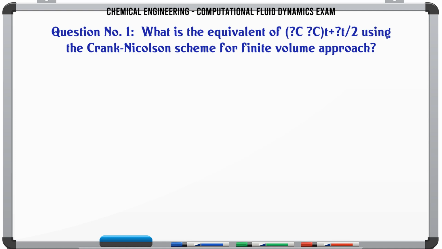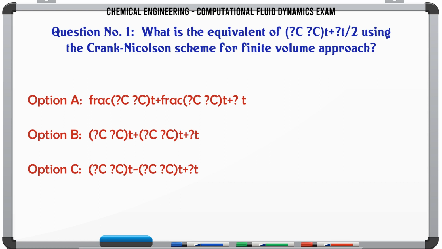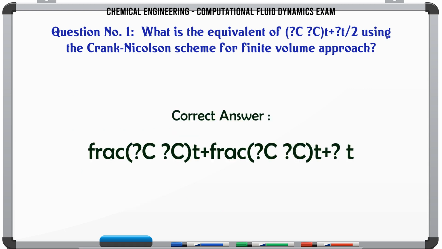What is the equivalent of C_C^(T+Δt/2) using the Crank-Nicolson scheme for finite volume approach? A. 1/2 C_C^T + 1/2 C_C^(T+Δt). B. C_C^T + C_C^(T+Δt). C. C_C^T - C_C^(T+Δt). D. 1/2 C_C^T - 1/2 C_C^(T+Δt). The correct answer is 1/2 C_C^T + 1/2 C_C^(T+Δt).